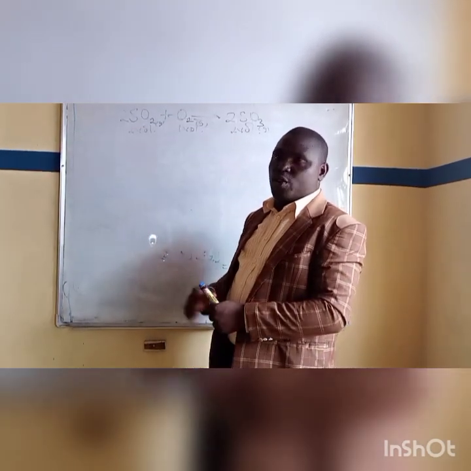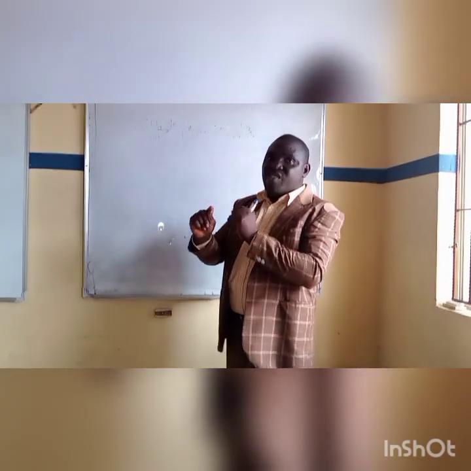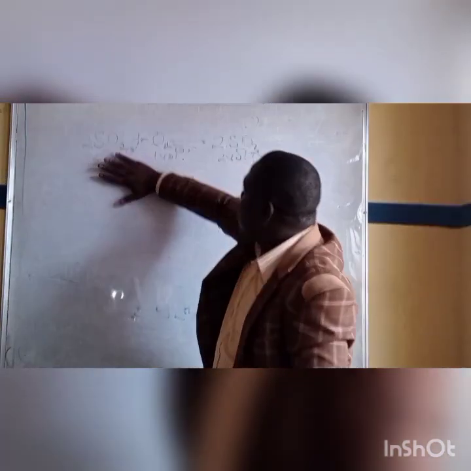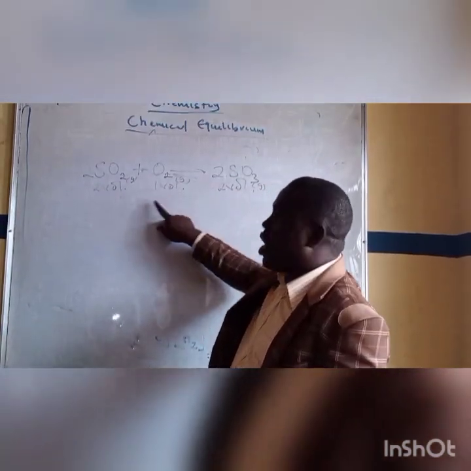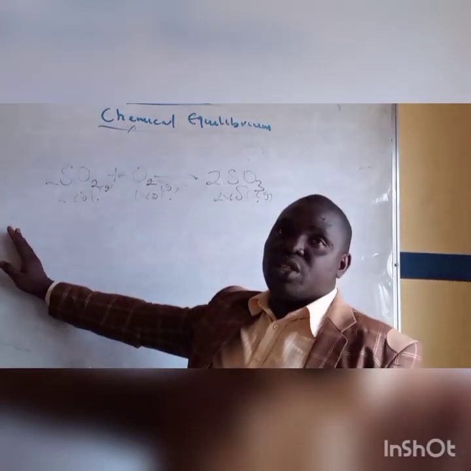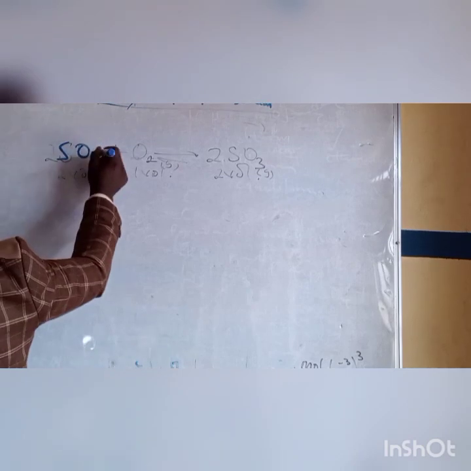I'm sure that's very simple. If you increase pressure, it goes to the side with lesser number of volume. So if you increase the pressure of this system, the system favors the right hand side. If you decrease, it favors the left hand side. Okay, so that's very important.